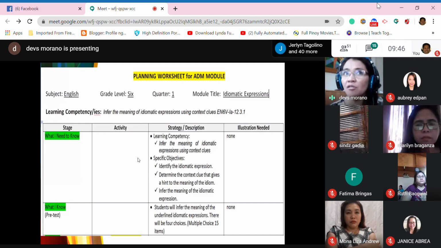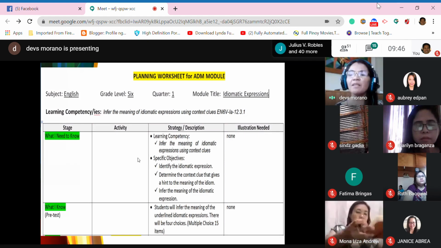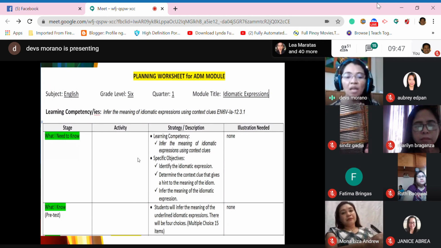In junior high school and senior high school, since those are key stages 3 and 4, the pretest should have 15 items. As for the activity, none, it's just a multiple choice question. Illustration needed, none also. So I will be guided that in this part of the module, I should have 10 multiple choice questions wherein students will infer the meaning of the underlying idiomatic expressions.